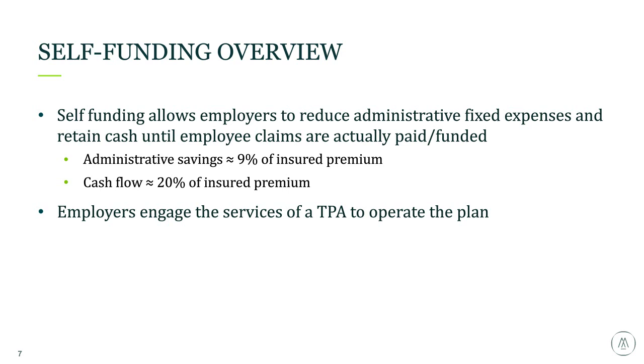So those go away, of course, and the self-funded employer is able to retain cash until employee claims are actually paid or funded. So two big advantages there, and there's a lot of estimates out there as far as what those savings actually equate to. Some of the ones that we've gravitated towards: there's an administrative savings in the neighborhood of 9% of insured premium. Again, depending on which source you go to, that number may change. Then there's also, as I mentioned, the cash flow savings. Since there is no upfront premium being expended and medical expenses are paid as they are incurred, there's savings in that regard as well, to the tune of about 20% of the insured premium.